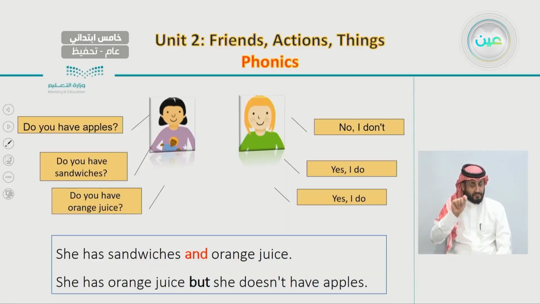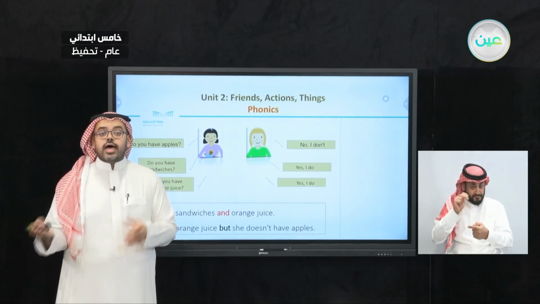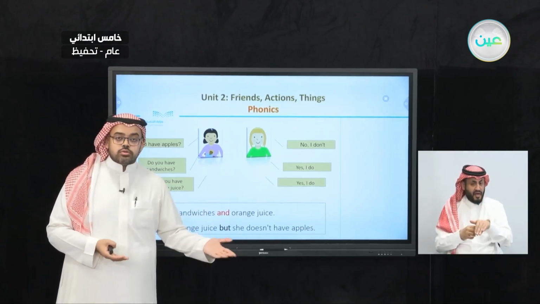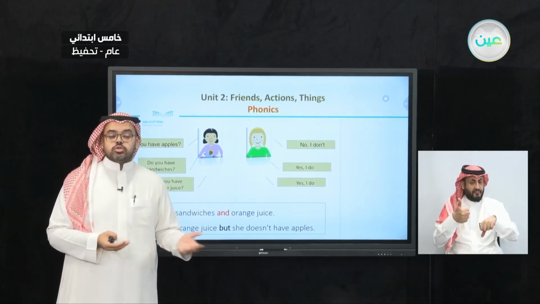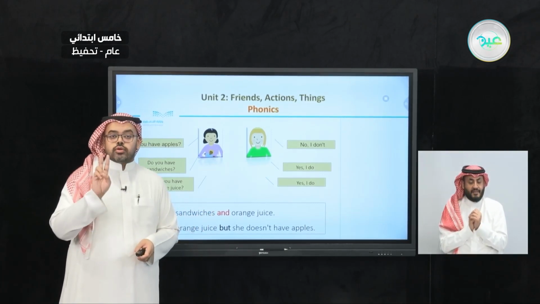And we use "and" when we have two things. So we have orange juice and a sandwich. So we use "and" when we have two things.